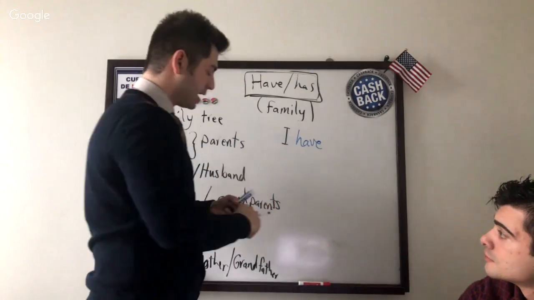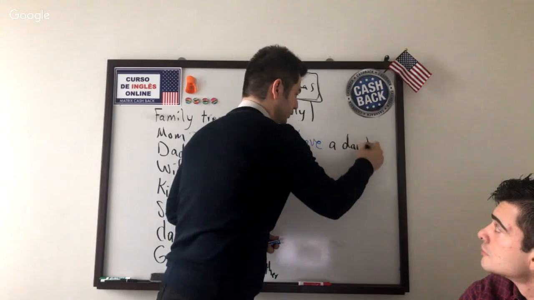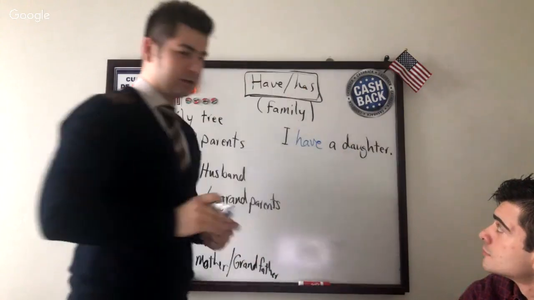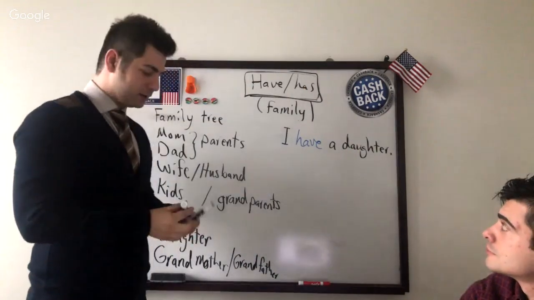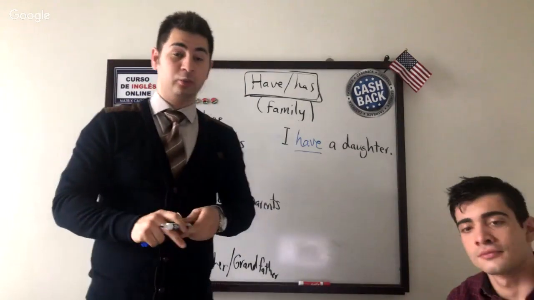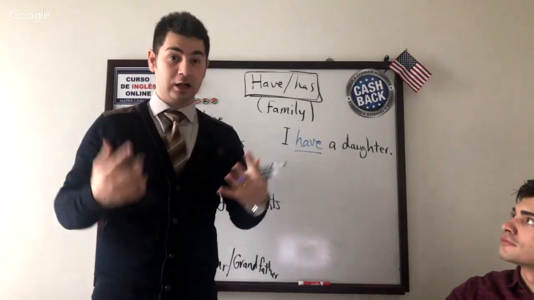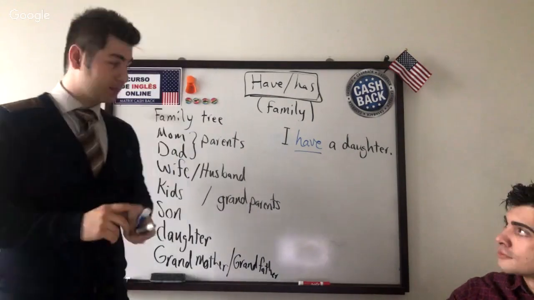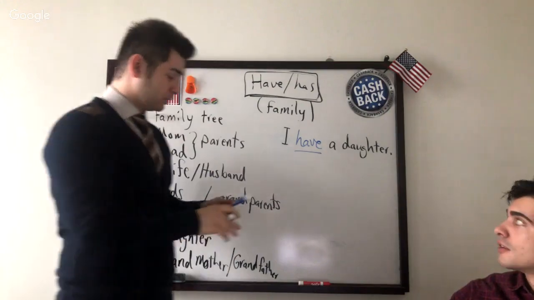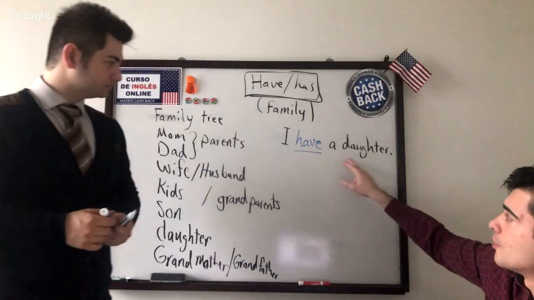I have a daughter. Family members, we use the verb have. I have a daughter. That would be the sentence. Eu tenho uma filha.